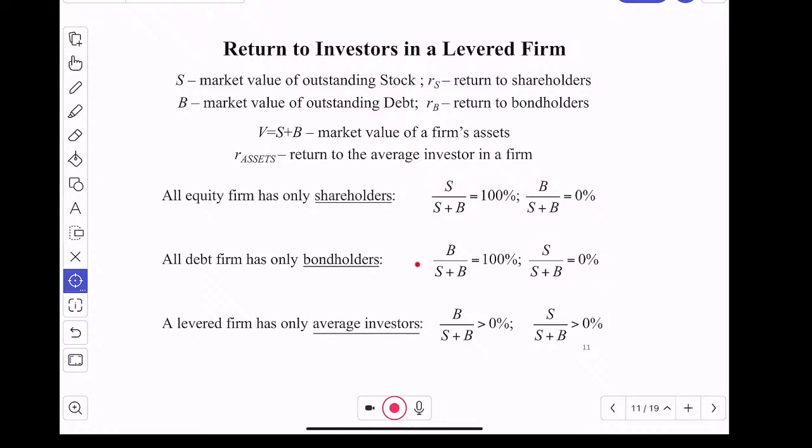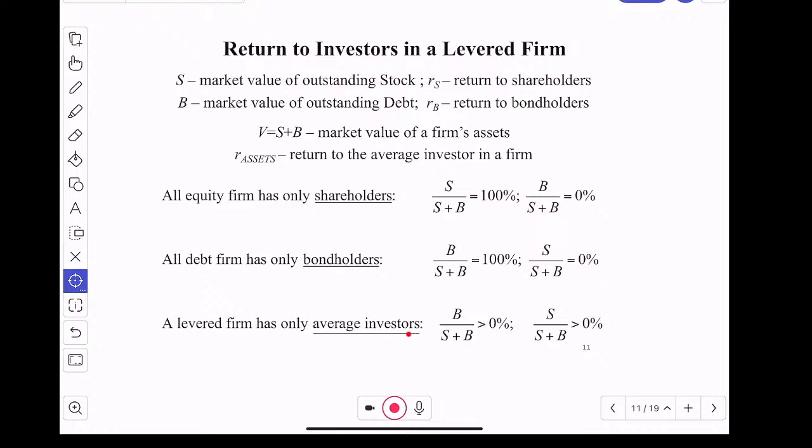If a firm is all debt, so it only issues bonds and has bondholders financing the firm, then the share of debt to the value of the firm would be 100%, making equity 0%. However, for the average investor in the firm, the proportions of debt and equity are both positive.